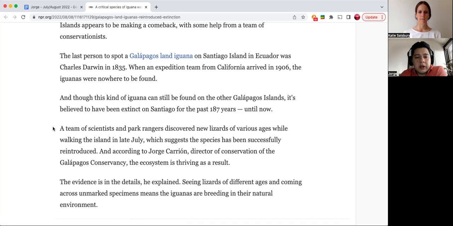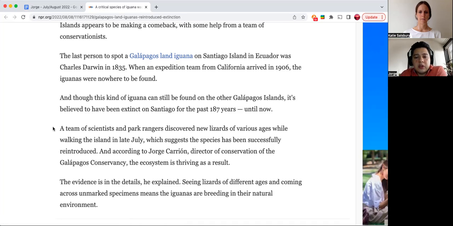And according to Jorge Carrion, director of conservation of the Galapagos Conservancy, the ecosystem is thriving as a result. The evidence is in the details, he explained. Seeing lizards of different ages and coming across unmarked specimens means the iguanas are breeding in their natural environment.